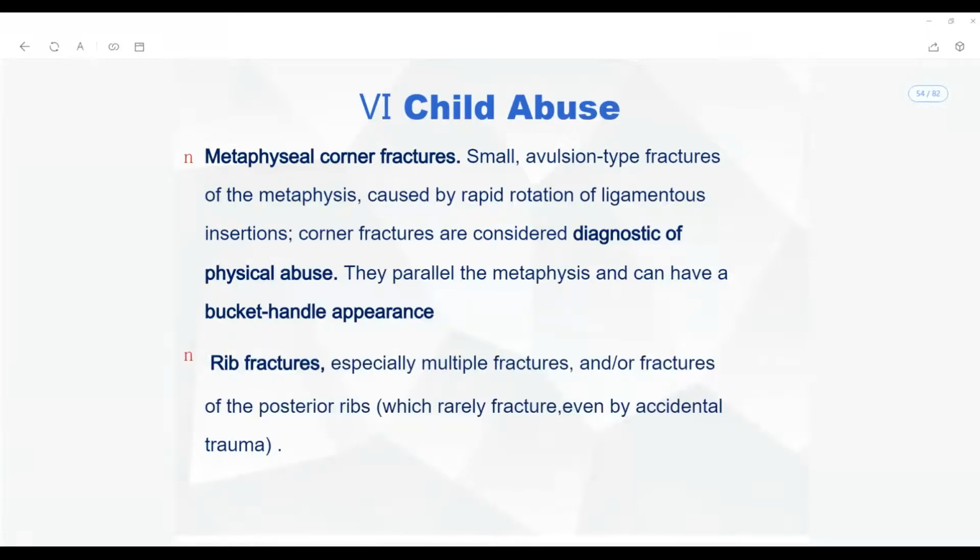So did you understand? They will take a pen, put it between your fingers, then close your fingers and try to twist the pen, which will actually cause a shearing type of pain related to the ligamentous insertions of the phalanges, right? At that point of time, generally there will be metaphyseal fractures. That one is generally called the bucket handle appearance.